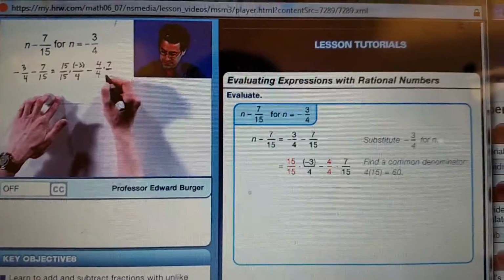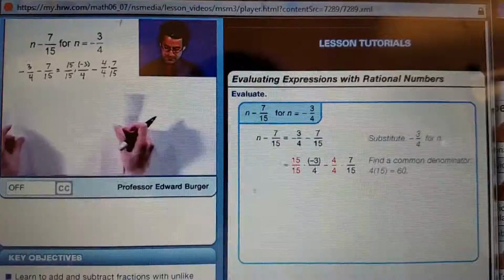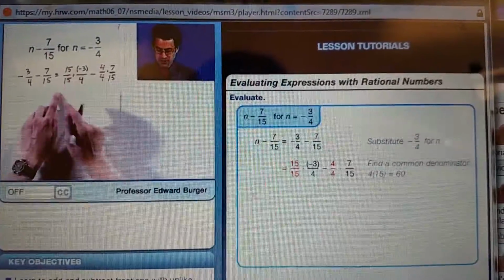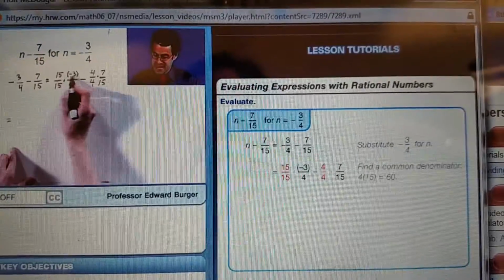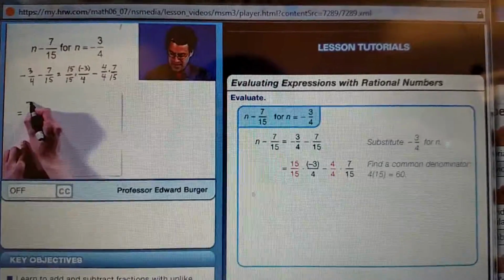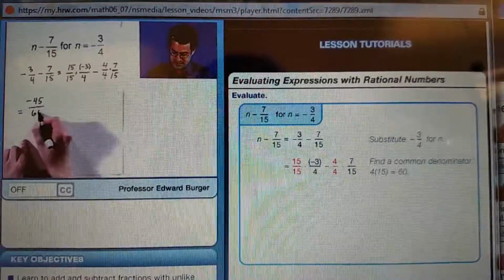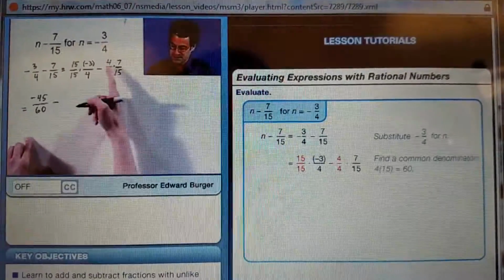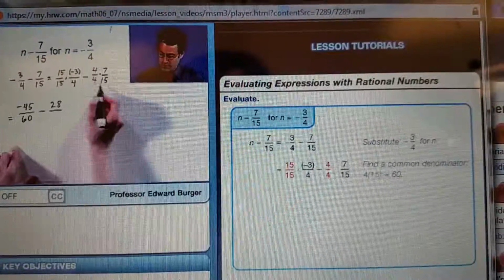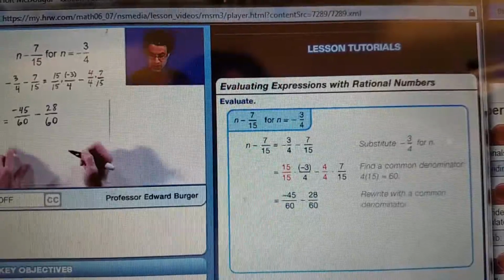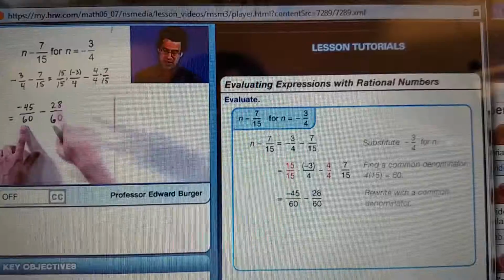7 over 15. Well, now look what happens. When I actually multiply through here, I'm going to have 15 times negative 3. That gives me a negative 45 over 15 times 4, that's 60, minus 4 times 7 is 28 over 60. And look, I've got the same denominator, and so now I know I can combine the numerators.